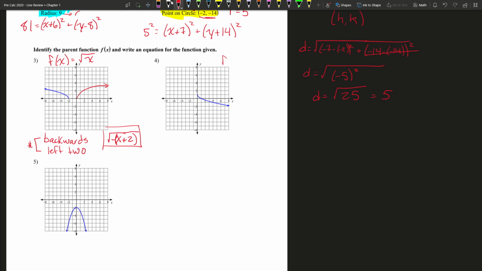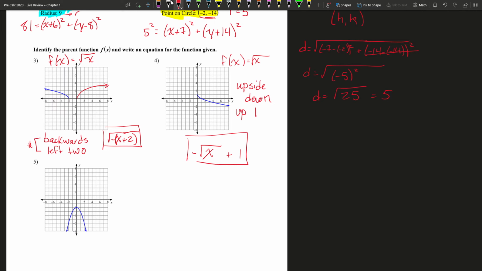Number 4, again, our parent function is the square root of x. But this time it's upside down. And it's shifted up 1 unit. Because it's upside down, we have a negative outside. And because it's up 1, we have to add 1 to everything else. So then this is our new function. Again, you can check that on a calculator.